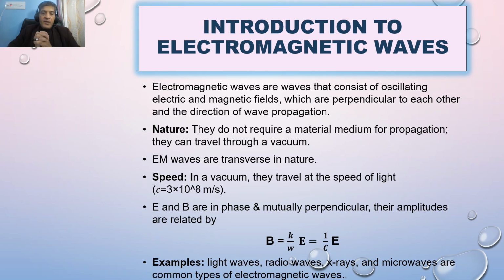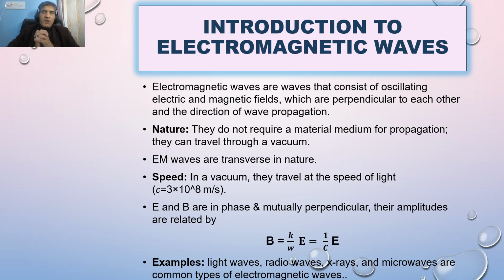What does it mean? It means that when the wave propagates in the x direction, then the magnetic field may be in the y direction or z direction, and the electric field is perpendicular to both. In other words, these are at a 90-degree angle to each other, so that they form the electromagnetic wave.